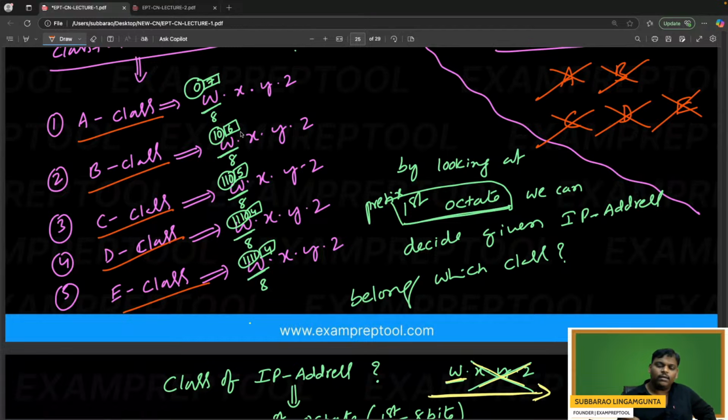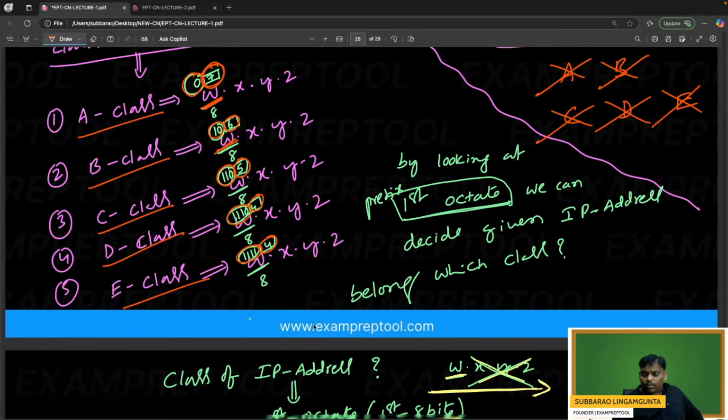Let us assume that in the W, which is 8 bits, the first bit is 0, and the remaining 7 bits can be anything. That is class A. Right? First 2 bits are 10, remaining 6 bits can be anything, class B. Next one, in the W 8 bits, first 3 bits are 110, remaining 5 can be anything. That is class C. First 4 bits are 1110, remaining anything, class D. First 4 bits are 4 ones, remaining anything, that is going to be class E.